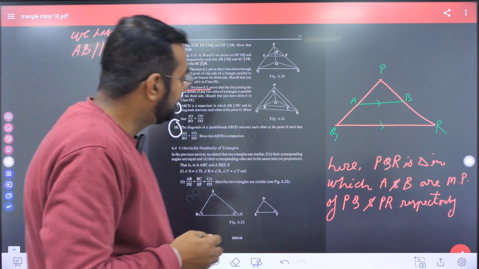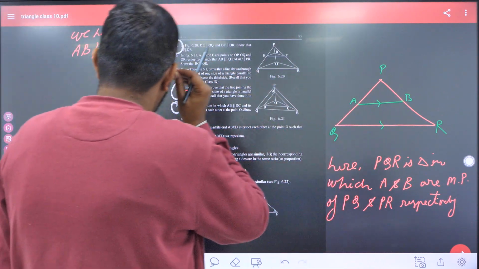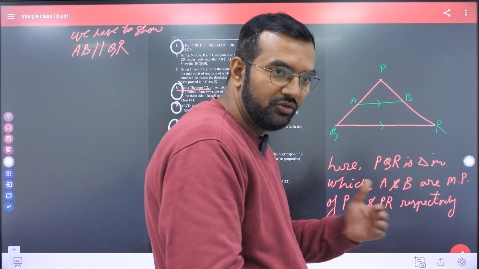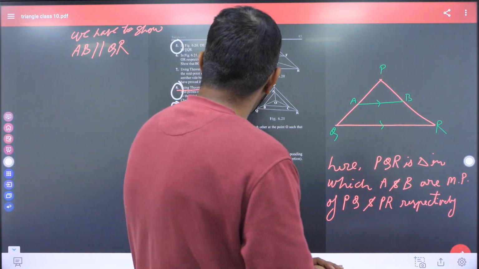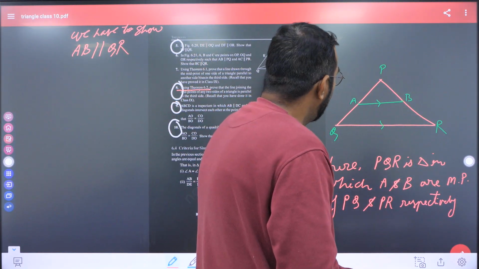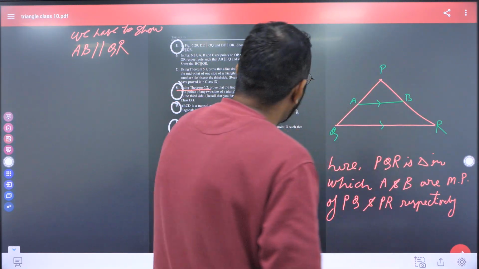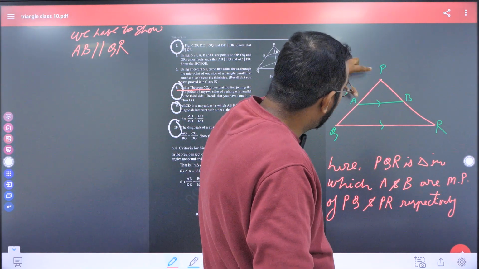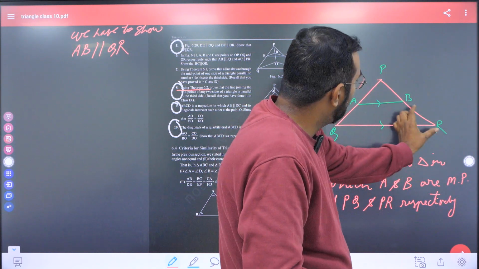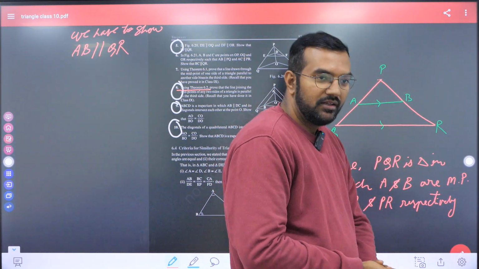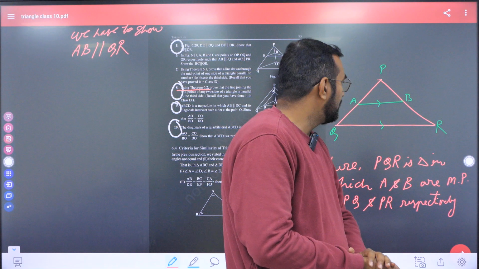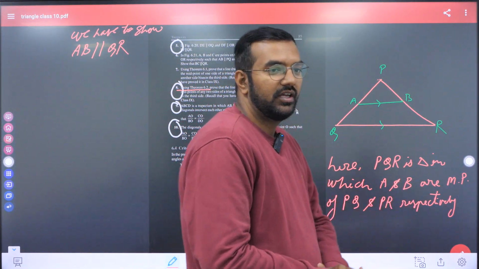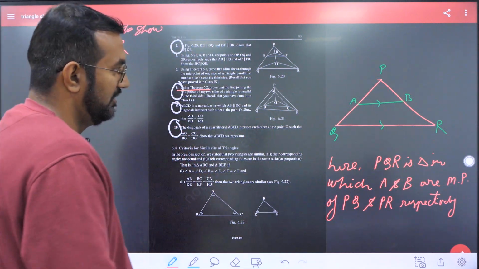Now once again you have to think about the theorems that you have studied in this chapter. You will note that here we have to prove that this is parallel to this, and if you prove AP upon AQ is equal to BP upon BR, then by converse of BPT, AB will be parallel to QR. So we will focus on how we can show that.